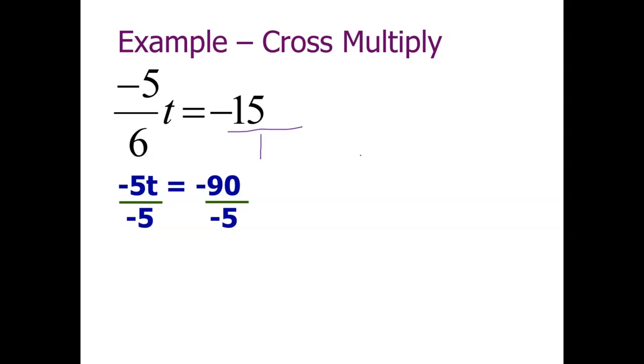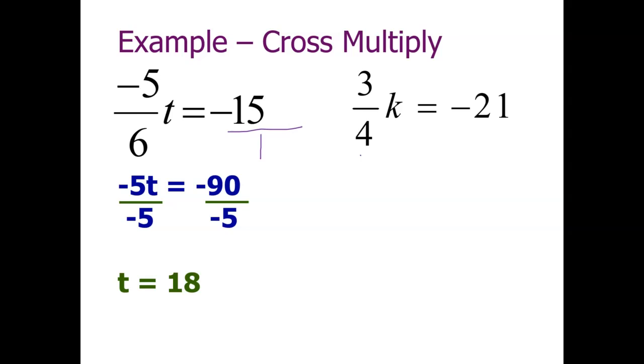So after dividing, we can reduce the negative 5 over negative 5 to positive 1. A negative and a negative on the right side will cancel. 90 divided by 5 should give you 18. Final answer will be t equals 18. Let's look at one more example.